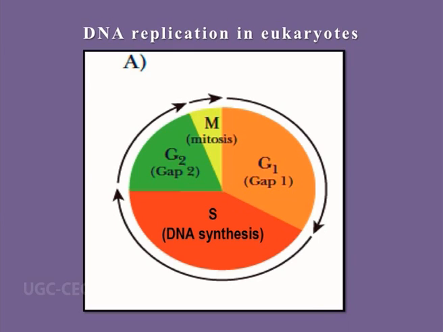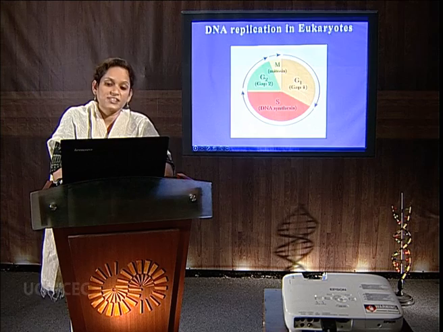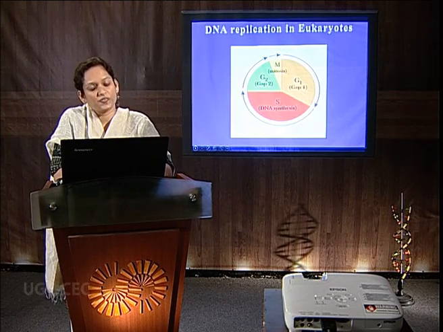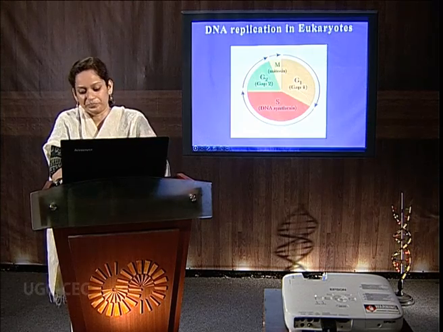Now let's come to the initiation process in eukaryotes. There is a remarkable feature about eukaryotic replication. In eukaryotes, the DNA replication only takes place in the S phase. What is S phase? S phase stands for synthesis phase. So it is only in this phase that the DNA replication is occurring. Whereas in prokaryotes, DNA replication occurs whenever the cell is grown in nutrient-rich medium.